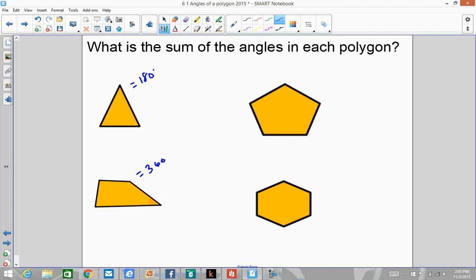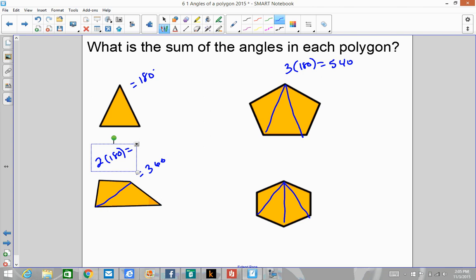Well, here's why. If I take that figure and I put a diagonal in there, how many triangles do I have? I got 2. And so 2 times 180 is equal to 360. If I look over here at the Pentagon, I can draw from one vertex, I got three triangles, so 3 times 180 equals 540. And here we have a hexagon, 6 sides. And when I break it into triangles, I got 4 times 180, which is 720 degrees. So the sum of all the angles inside these polygons is equal to the number of triangles that we created times 180.